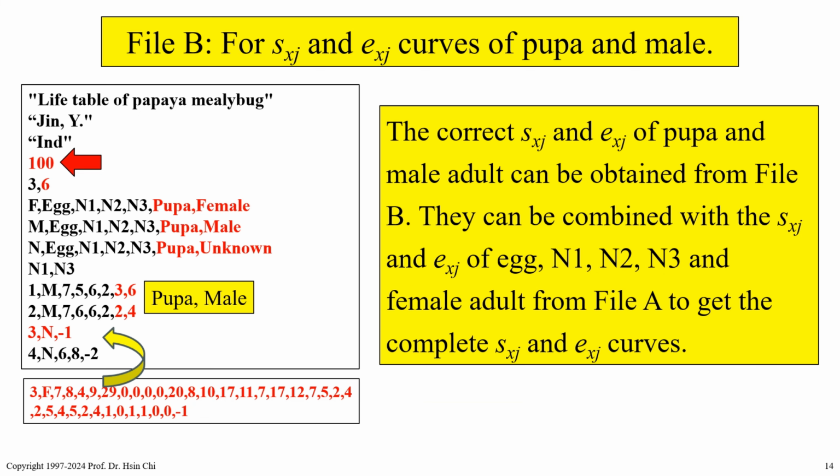The correct SXJ and EXJ of pupa and male adult can be obtained from file B. They can be combined with the SXJ and EXJ of egg, N1, N2, N3, and female adult from file A to get the complete SXJ and EXJ curves to show the different stage differentiation between female and male individuals.